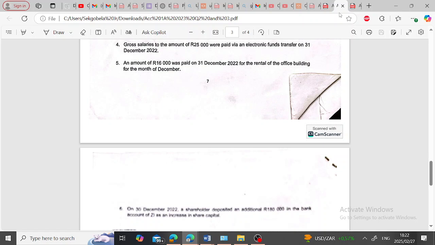So gross salary is 25,000 by EFT. Since we're paying salaries by EFT, the money is going to be deducted from our bank, so our bank is going to be credited. Then salaries are expenses, so the expenses are going to be debited. If the expenses are debited, that means our equity decreases.